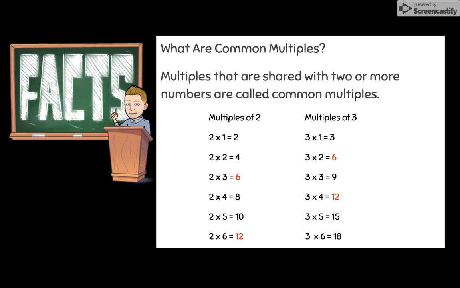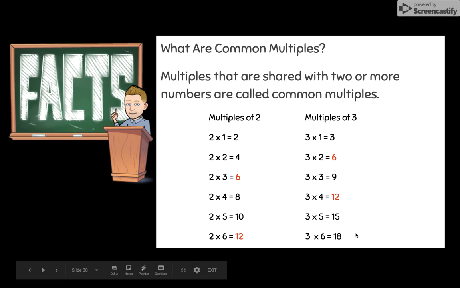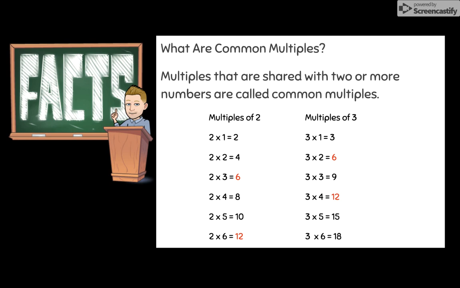So 6 is a multiple of 2 because 2 times 3 equals 6. 6 is also a multiple of 3 because 3 times 2 equals 6. They also have the number 12 in common, because 2 groups of 6, or 2 times 6 equals 12, and 3 times 4 equals 12. So those are some multiples that they have in common. They also have 18 in common, because 2 times 9 equals 18, and 3 times 6 equals 18. So common multiples are ones that these two numbers share between each other.